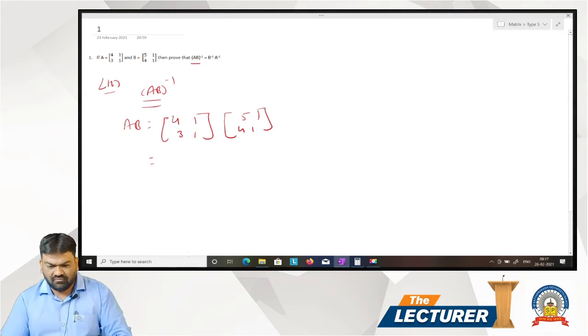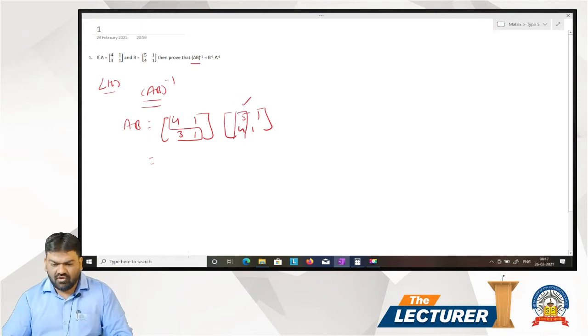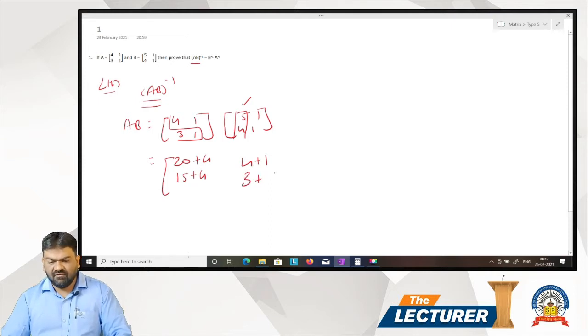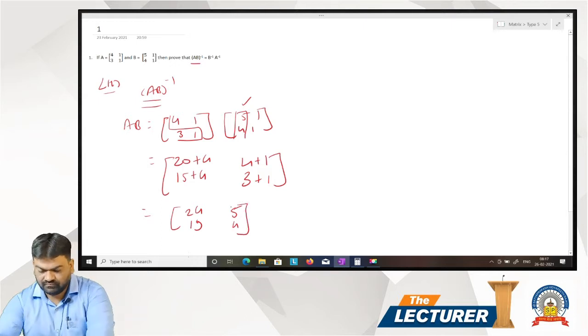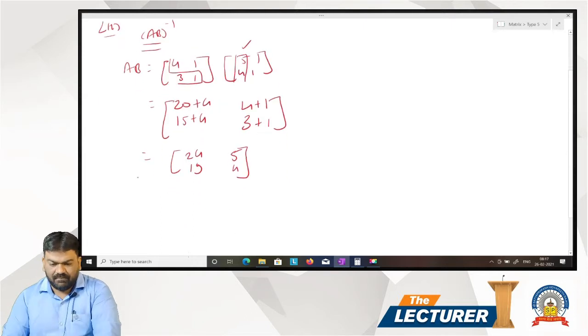So first row, second column. First column, first row: 4 multiplied by 5 is 20, 1 multiplied by 4 is 4, 3 multiplied by 5 is 15, 4 multiplied by 1 is 4. Second column: 4 multiplied by 1 is 4, 1 multiplied by 1 is 1, 3 multiplied by 1 is 3, 1 multiplied by 1 is 1. So AB is [24 5; 19 4]. This is our left hand side.